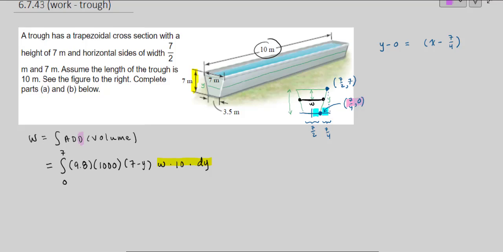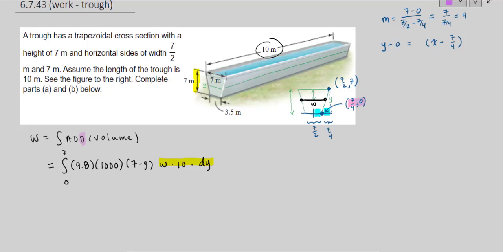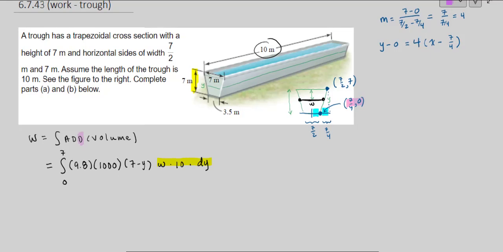So we will do 7 minus 0. Let's do the slope up here. So the slope is y minus y, 7 minus 0 over 7 halves minus 7/4. Well, 7 halves minus 7 fourths is 7 fourths. So we have 7 divided by 7 fourths, multiply by the reciprocal, and we will get 4 as the slope. So this will be a 4 coefficient right there.